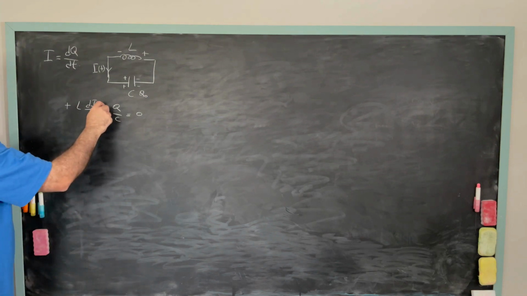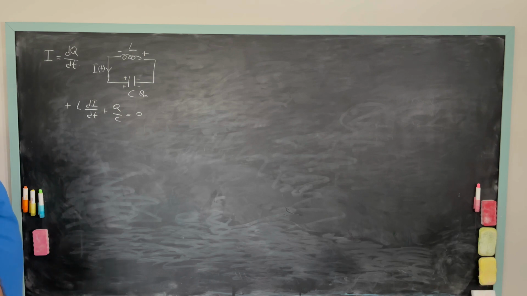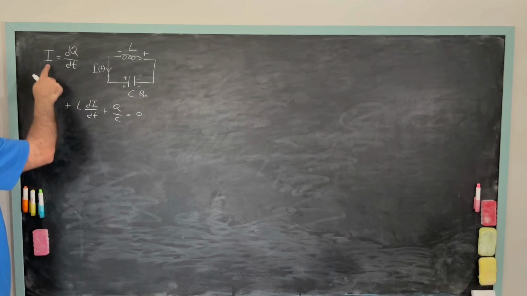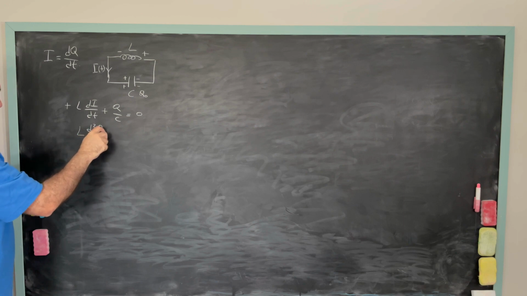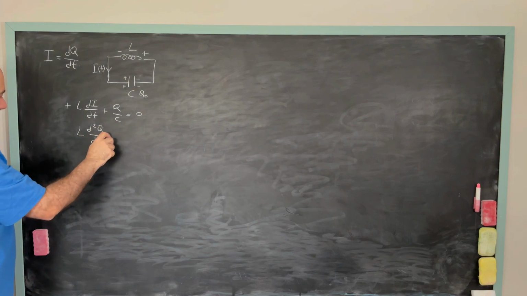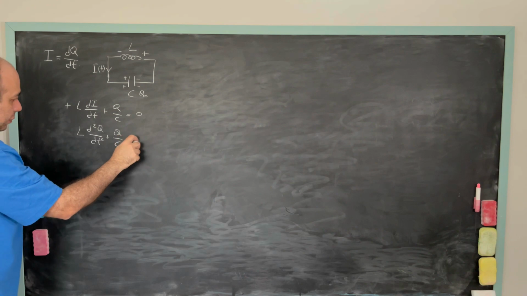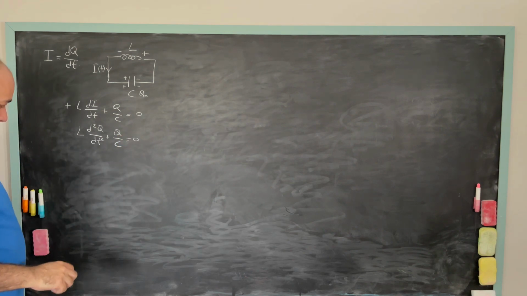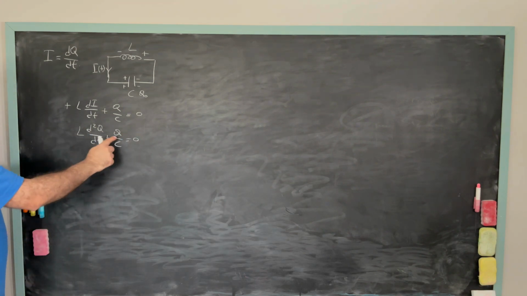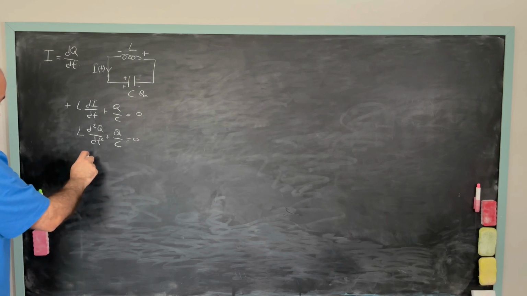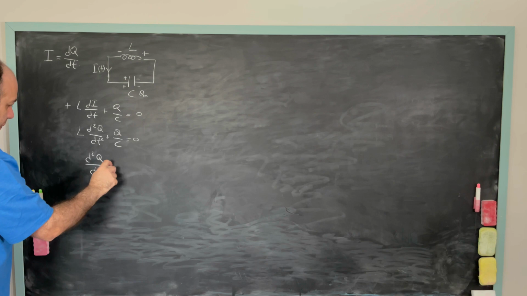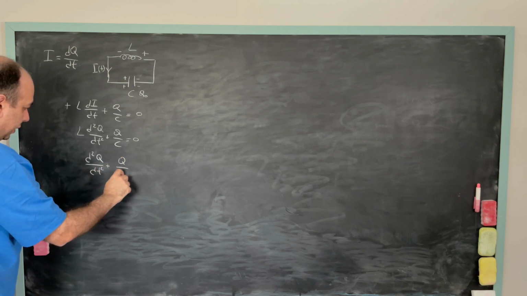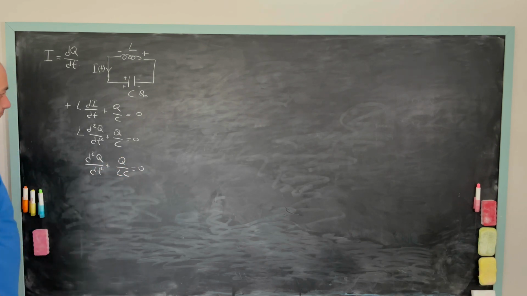That is the potential drop across the inductor and the potential drop across the capacitor. We can simply multiply by a minus sign. These become plus, and I is dq over dt. So this equation gives me L d squared q over dt squared plus q over C is equal to 0. If I divide both terms by L, I can write this as d squared q over dt squared plus q over LC is equal to 0.